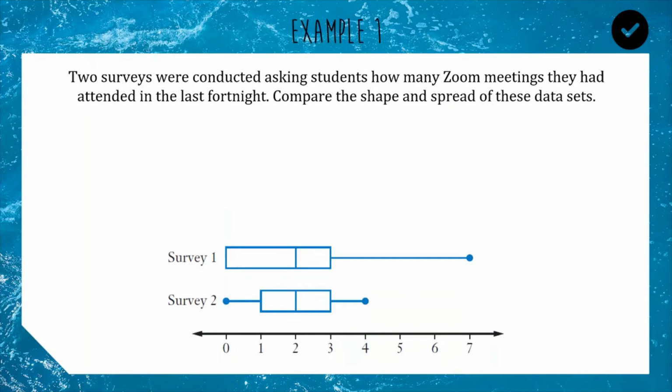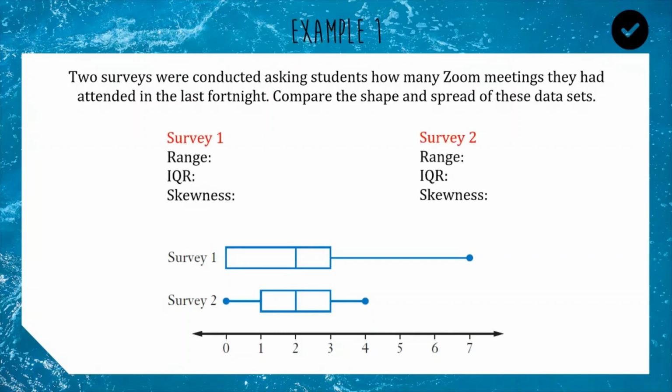Here is our first example. We have 2 surveys conducted asking students how many Zoom meetings they attended in the last fortnight. Compare the shape and spread of these data sets. So we've got 2 box plots. Here's the first survey, here's the second. I want you to have a think about the differences between these 2 data sets, and then we're going to have a chat afterwards.